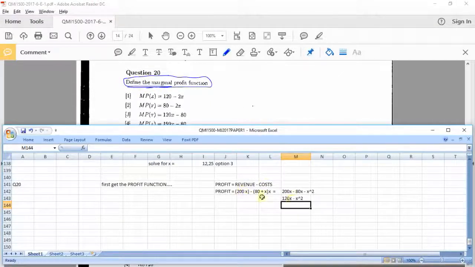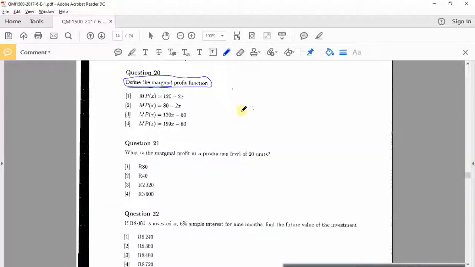Oh, to define the marginal profit function. No wonder it's not there. Now we look at marginal. Do you agree that's the profit function? Yeah. Profit equals that. Obviously marginal profit function is the derivative. So if I get the derivative of that, it's going to be 120 minus 2 times x is 2x. There it is. So 120 minus 2x, option 1. Makes sense? Now it does.